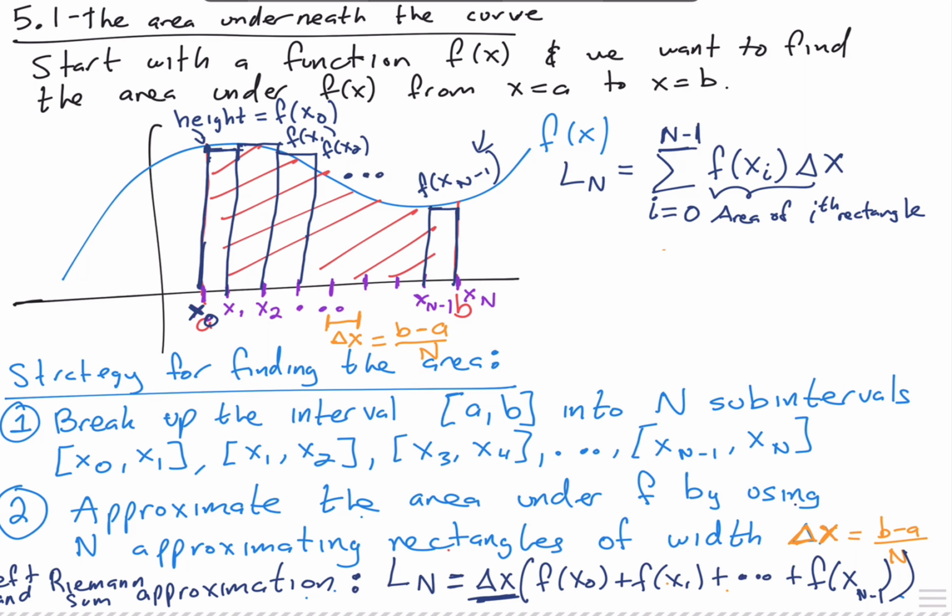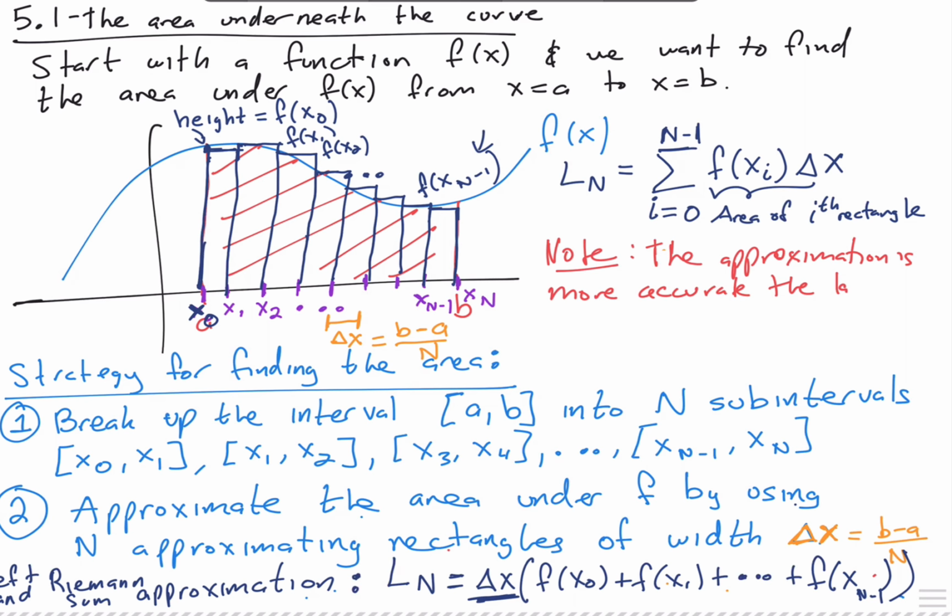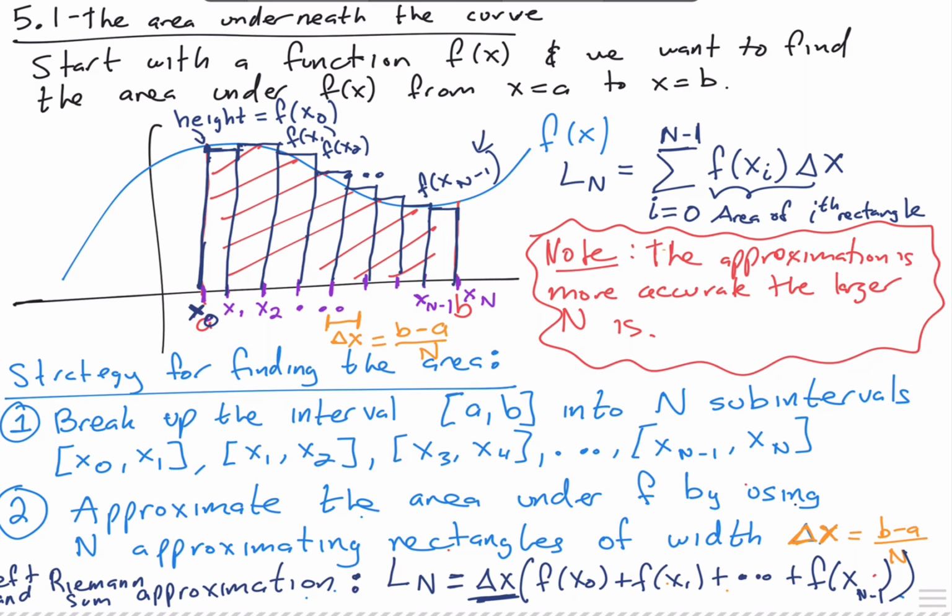Okay, now, one thing to notice, this is the general case, right? This example was with the one that I drew. I drew 8 subsections, right? But notice that I'm off by a little bit. If I keep drawing this, you'll see better. The area is not exact. How could you get a better approximation of the area? Use more rectangles, right? So note that the approximation is more accurate the larger n is, right? That's just a little note there. Okay, so far so good?